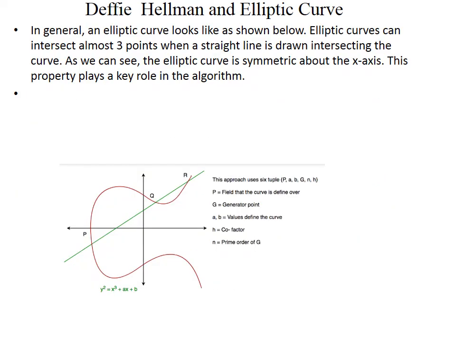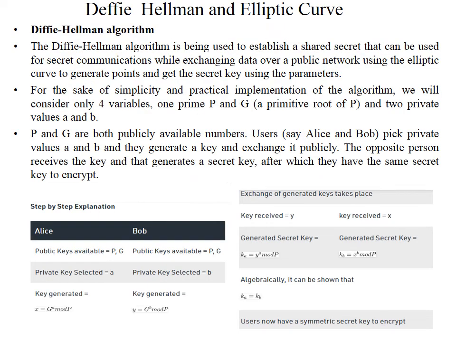So here you can see a general elliptic curve looks like this. This green line, if you see, shows the intersection points we can find: P, Q, R. This red colored line is an elliptic curve. We have drawn this curve over the x and y axes, and the formula is y square is equal to x cube plus ax plus b. P is what the curve is defined over, G is the generator point, a comma b are the values defined on the curve, H is a cofactor, and N is a prime order.